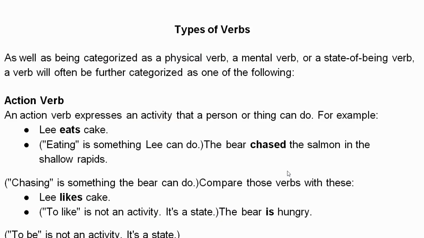Now, types of verbs. As well as being categorized as a physical verb, a mental verb, or a state of being verb, a verb will often be further categorized as one of the following: action verb. An action verb expresses an activity that a person or thing can do. For example, Lee eats cake. Eating is something Lee can do.